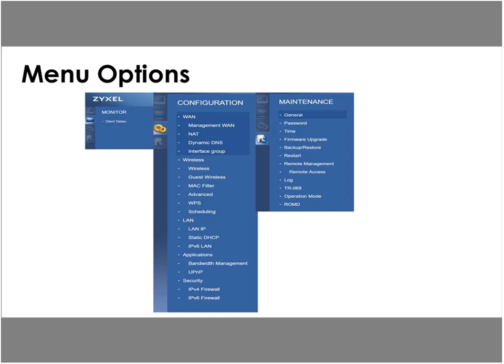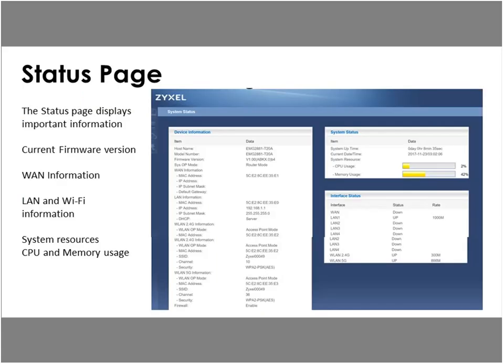So the menu options, there's a monitor page, the configuration for the device, the WAN, the wireless, the LAN, application, security, and then the maintenance page is where you have your options for the device, like the password, the time. And when you're in the special account of the supervisor, you'll see that remote management TR69. In the status page, you'll have all your applicable information. You have your current firmware version. You'll have your WAN and LAN information as well as the Wi-Fi, and then you can see CPU and memory usage.